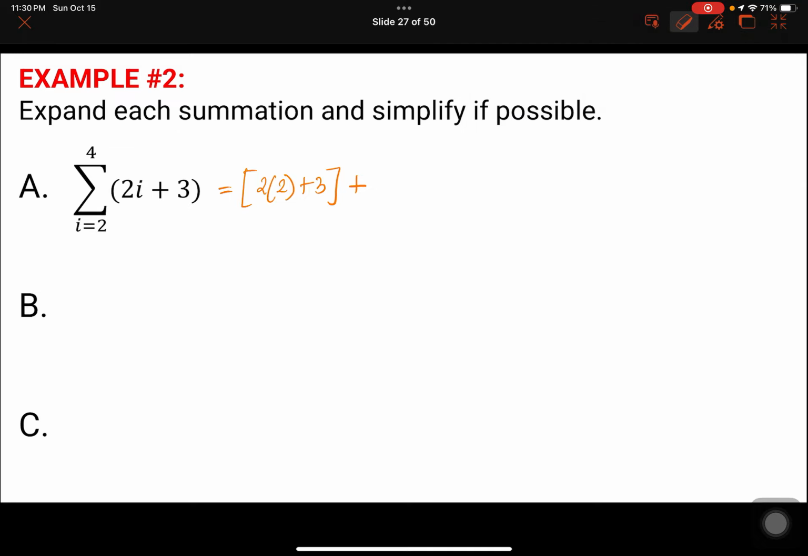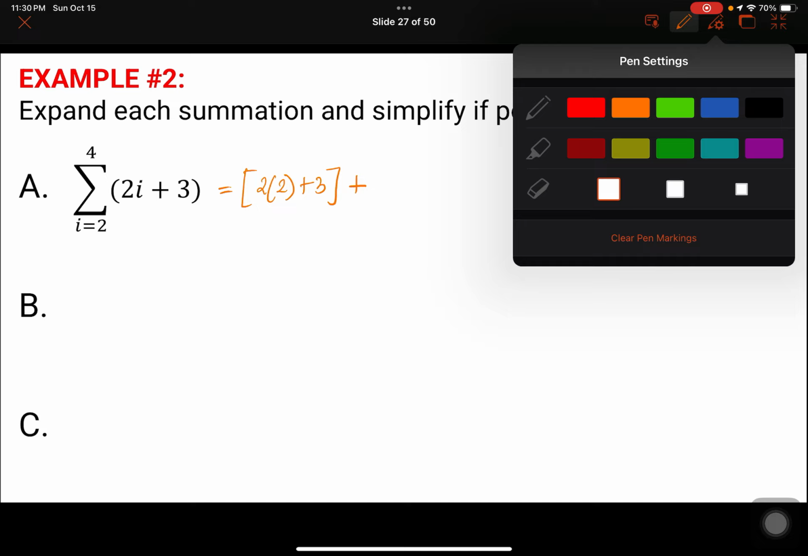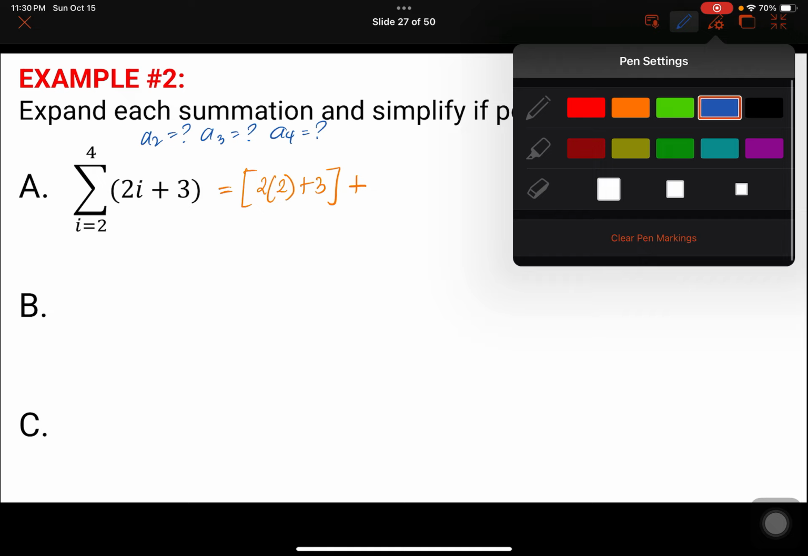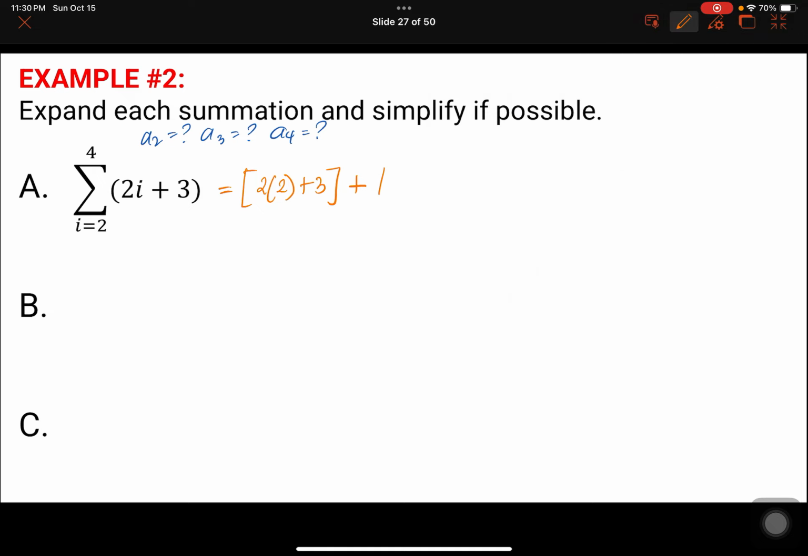So, we have 3 terms. Kailangan natin yung a sub 2, a sub 3, and a sub 4, then add natin. Pero mas madali kung ililista na lang natin agad, no? So, magiging 2 times 3 plus 3, then plus 2 times 4 plus 3. So, we can have this.